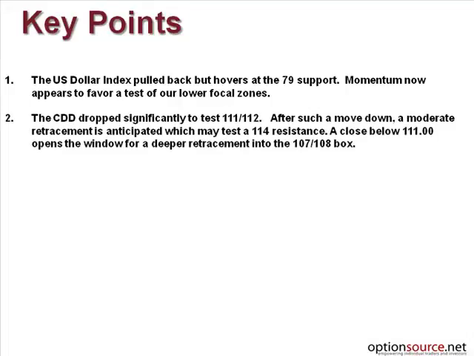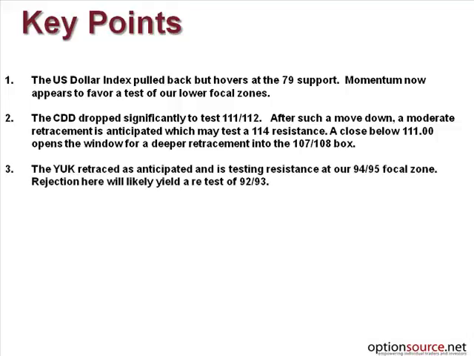The CDD dropped significantly to test 111-112 after such a move down. A moderate retracement is anticipated, which may test a 114 resistance. A close below 111 opens the window for a deeper retracement into the 107-108 box. The YUK retraced as anticipated and is testing resistance at our 94-95 focal zone. Rejection here will likely yield a retest of 92-93.